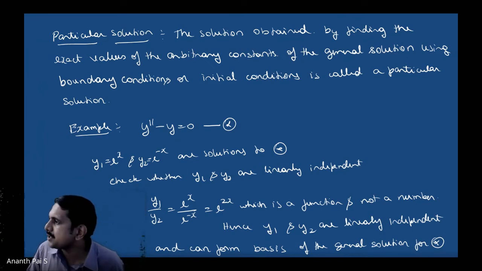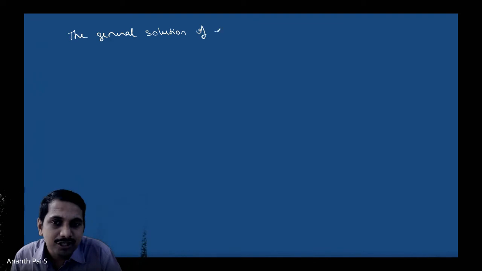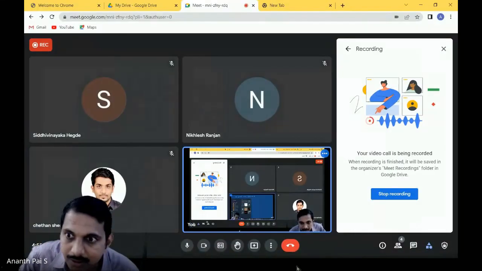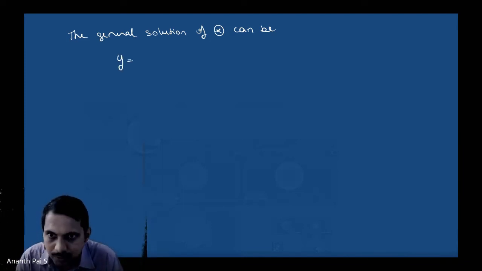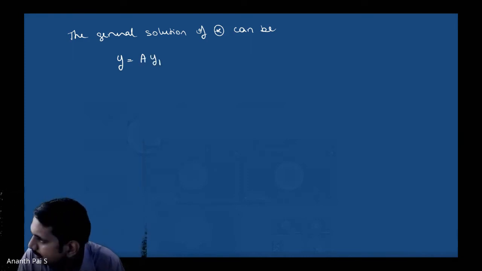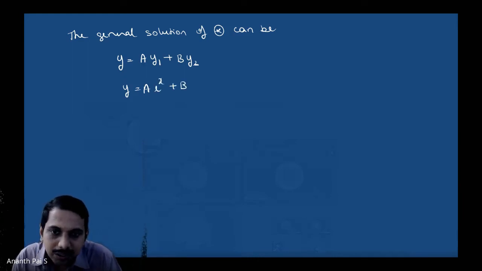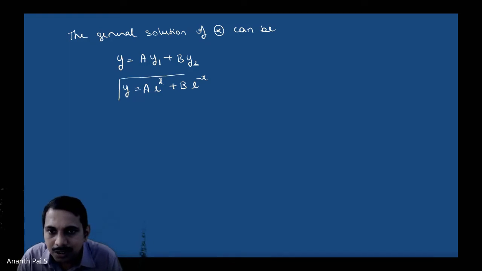So, can form basis of solution, start. Okay, the next one, this is very, very important. So what happens? The general solution of star can be, I hope I have started recording. Yeah, I started recording. Good. So the general solution of star can be y is equal to some arbitrary constant a into y1 plus b into y2, where y is a into e power plus x plus b into e power minus x. Make sense? So this forms the general solution.